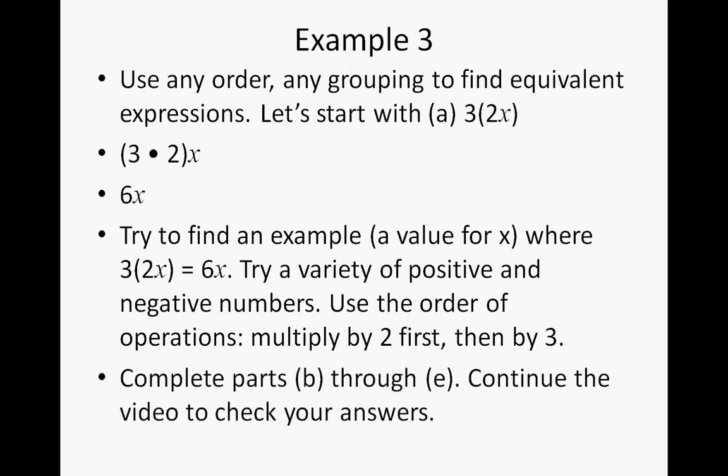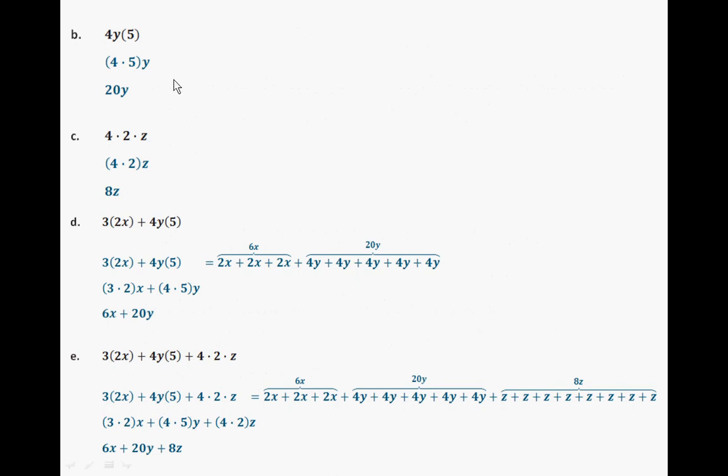Next we're going to complete parts B through E. Continue the video to check your answers. All right, you should have B through E completed, and this is what you should have. Make sure to pay attention to the process. Remember that the process in algebra is very important to prove the steps that you are taking to simplify expressions. If you have any questions, now is the time to write them in the margin so you can bring them to class. All right, continuing on.